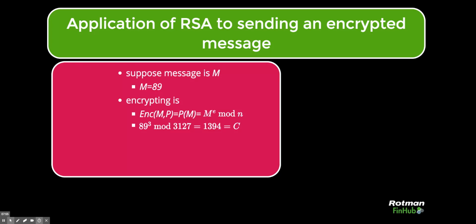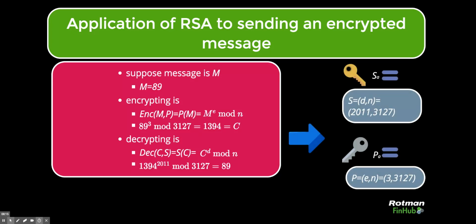But Bob can use his private key now and decrypt it. How? Well, what he does is he essentially takes the cipher and raises it to the power of the private key, which was 2011, puts in the modulo operation of using n, and voila, he gets the message 89, using the private and public keys that we discussed before. So as you can see, this is the beauty of it, this math works out.